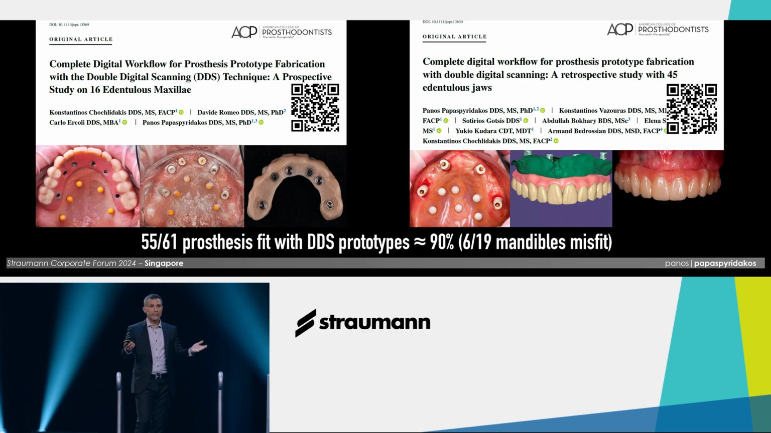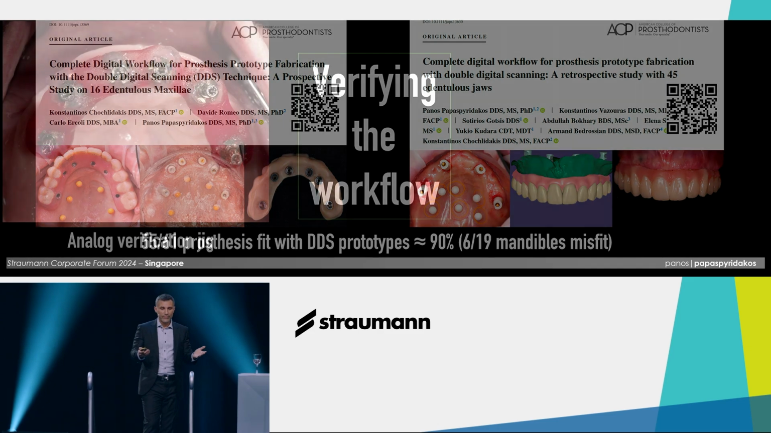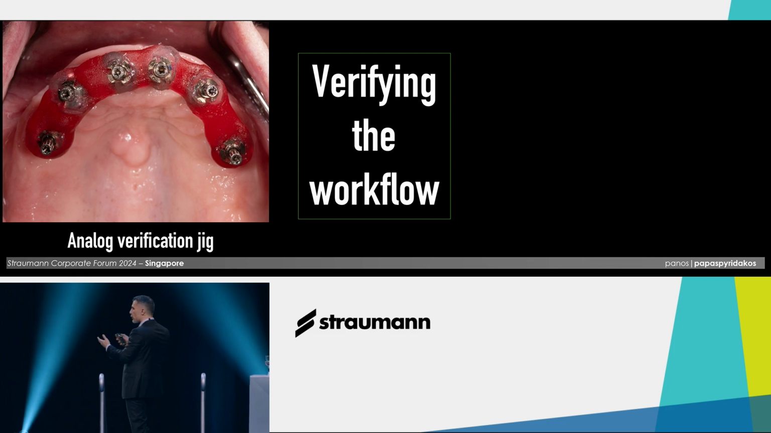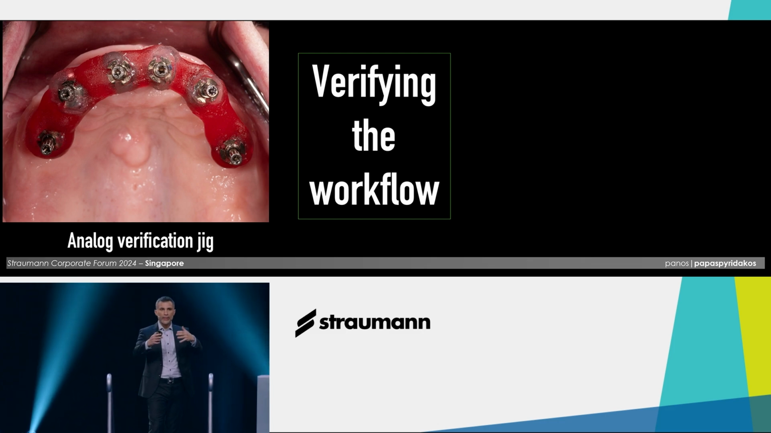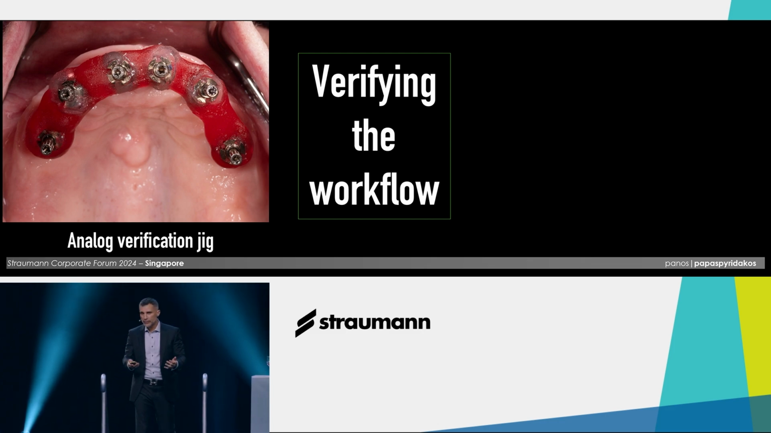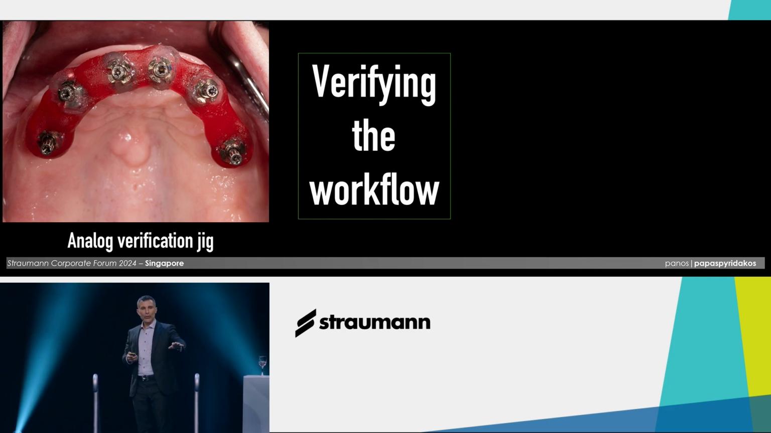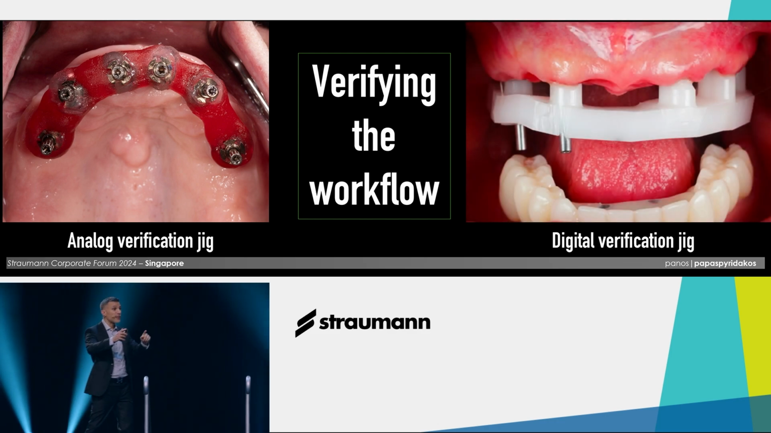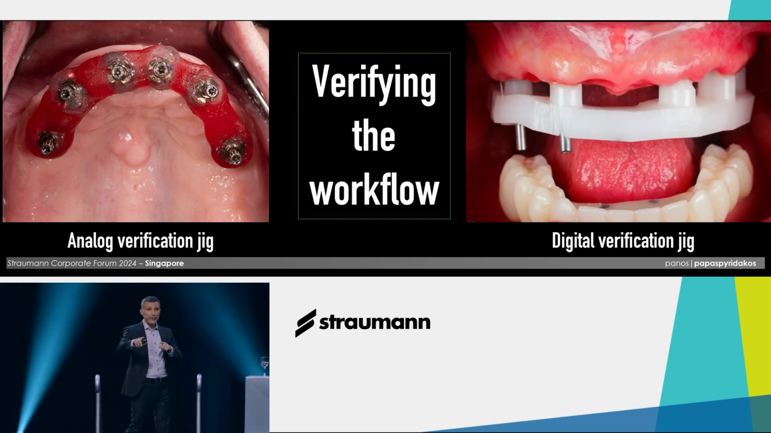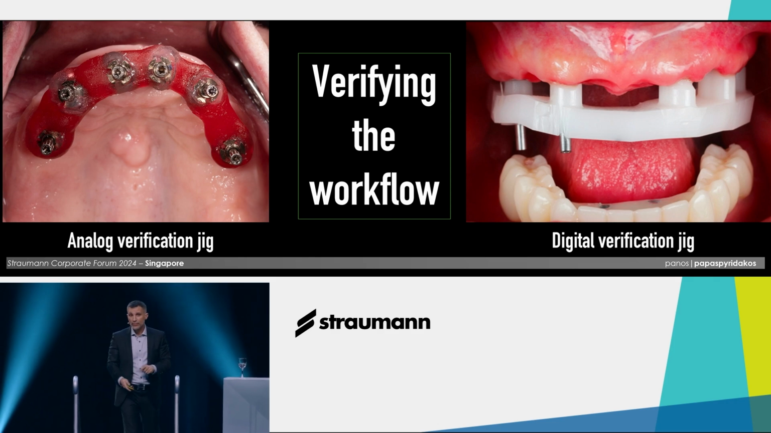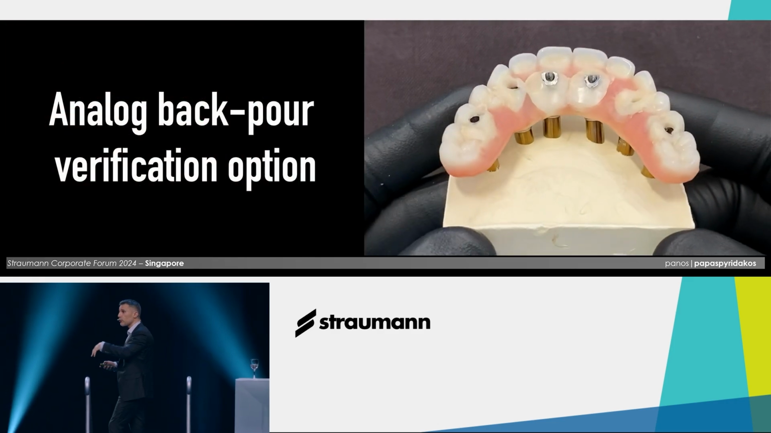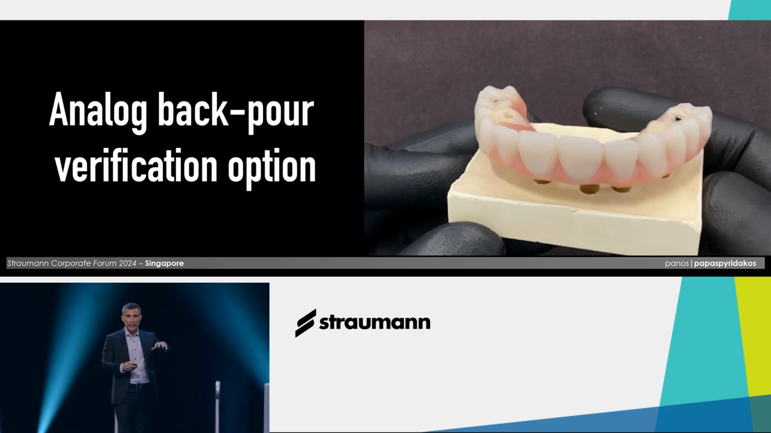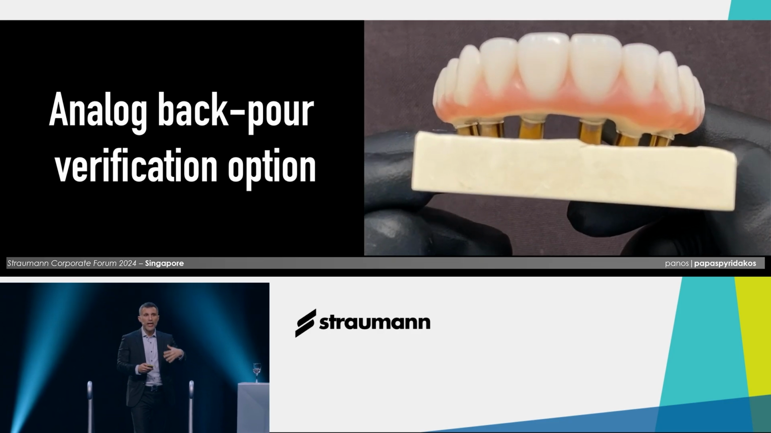So what do we do? We have to verify our workflow. And when we verify our workflow, we can do it with the analog approach by splinting copings together. By the way, thanks to an oral surgeon, Ed Bedrosian, for the slide. We can do it digitally with the IOS data, but there is also a third way. You can actually use the immediately loaded prosthesis once you confirm that this is passively fitting and the abutments are torque tested, and just backpour it.